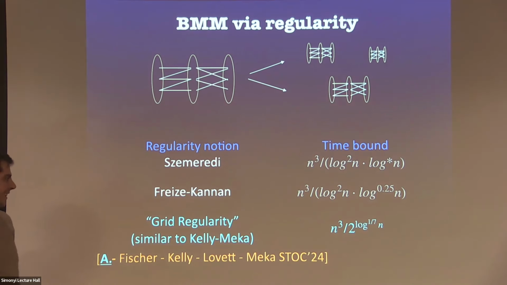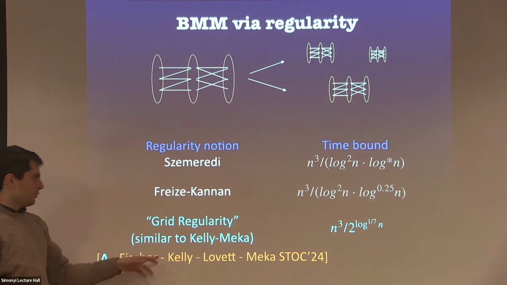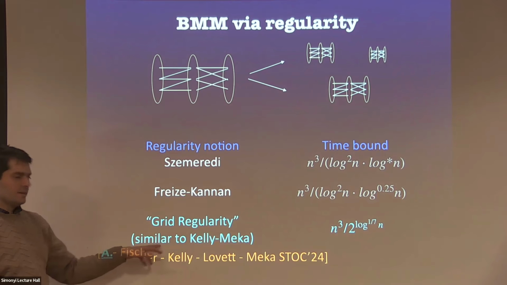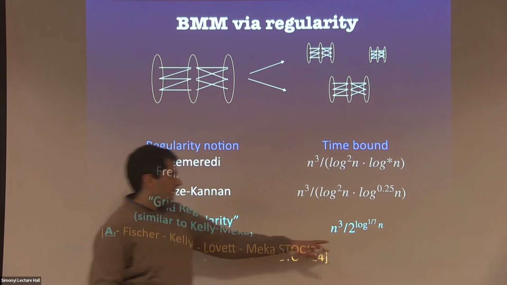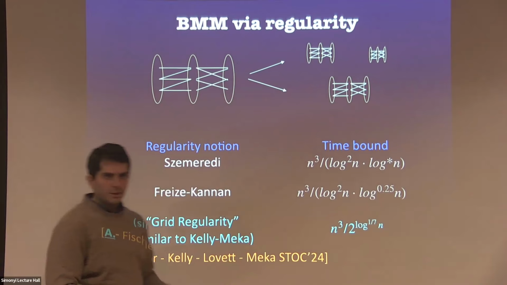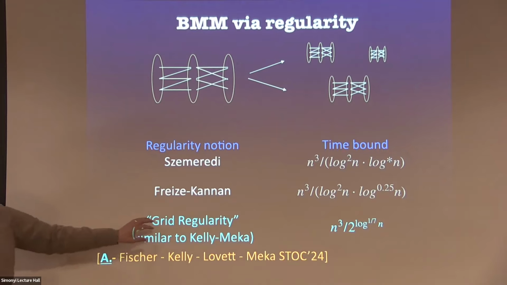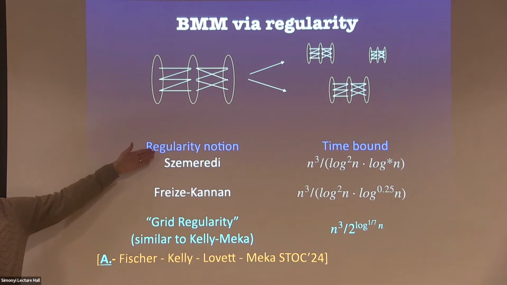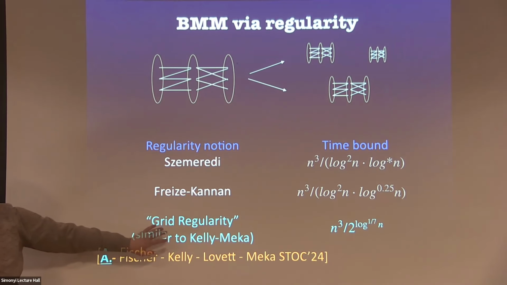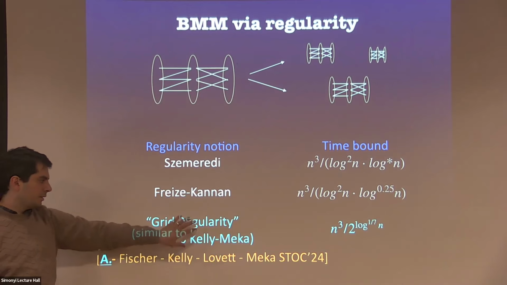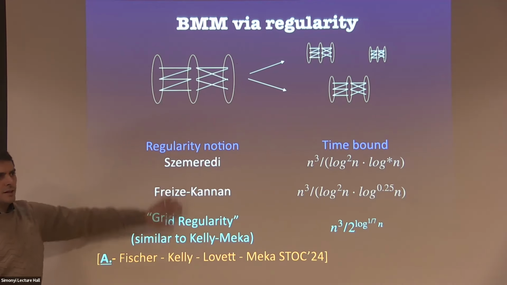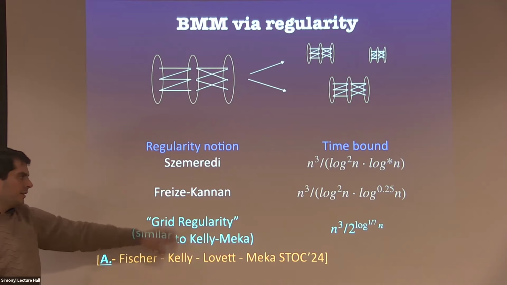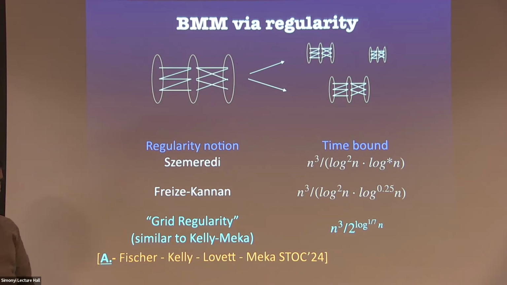Exactly. The one we use is grid regularity. It's very similar to what Kelley and Meka used for arithmetic progressions. We got this better bound because here you're going to weaker and weaker notions. This is a weaker notion. To be regular under this notion, you're not necessarily regular under these other notions, but you can show that it's enough to make the problem easy. And you gain.